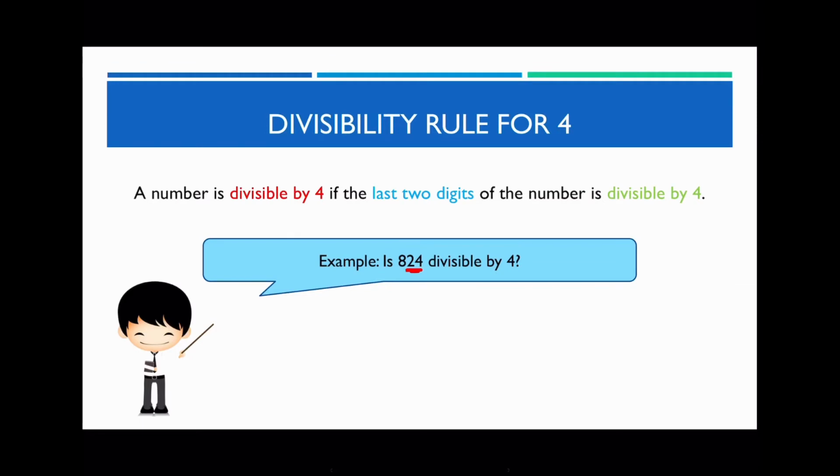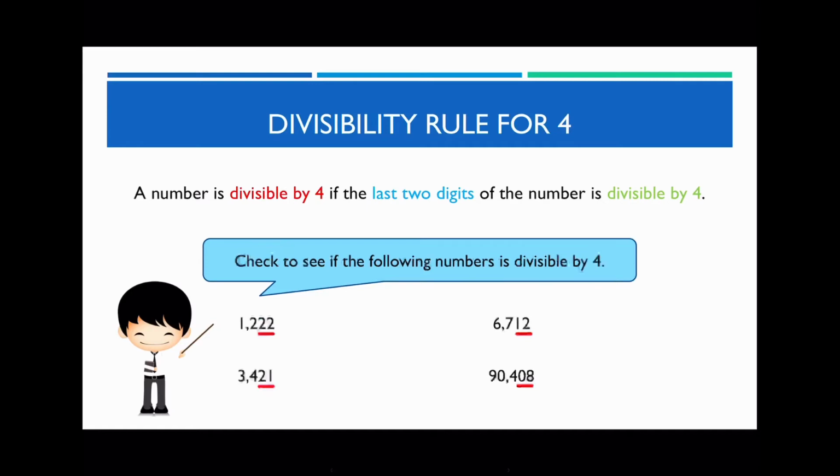Can those 2 digits be divided by 4? Well, we know that 24 divided by 4 is equal to 6, a nice whole number. And since we don't have any remainders or any decimals whatsoever, therefore this indicates that 824 is therefore divisible by 4. Again, a few more examples for you to actually complete, just so you have a better understanding.